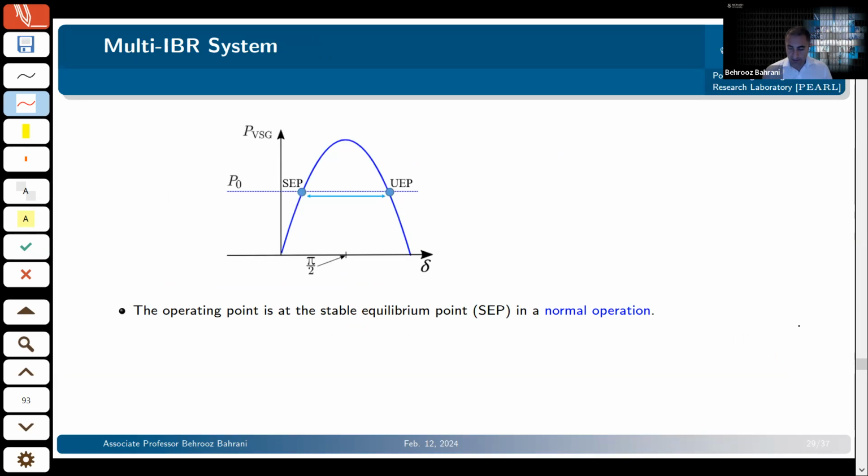Now, very briefly, let's talk about multi-IBR system. What happens if you want to go to multi-IBR system and see what is the boundary, or what is the limit of operation there. Going back to that very simple system that we had before, if there is just one IBR, one grid forming inverter, this is the distance between your SEP and UEP. So intuitively, the larger this distance is, the better it is, right? The larger this distance between the 2 points is, it means that you've got a larger boundary for operation. It means that you have more time for your fault to be there before you become unstable.